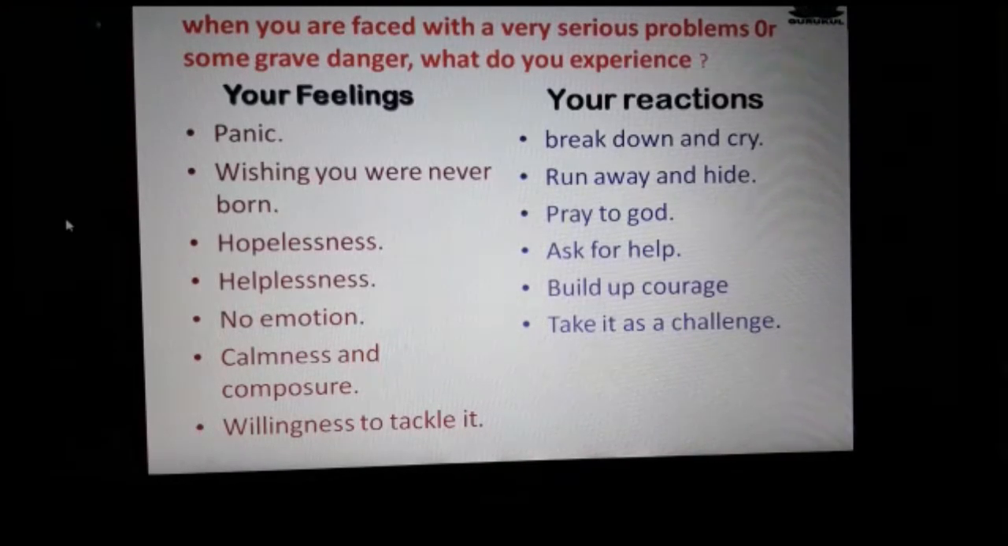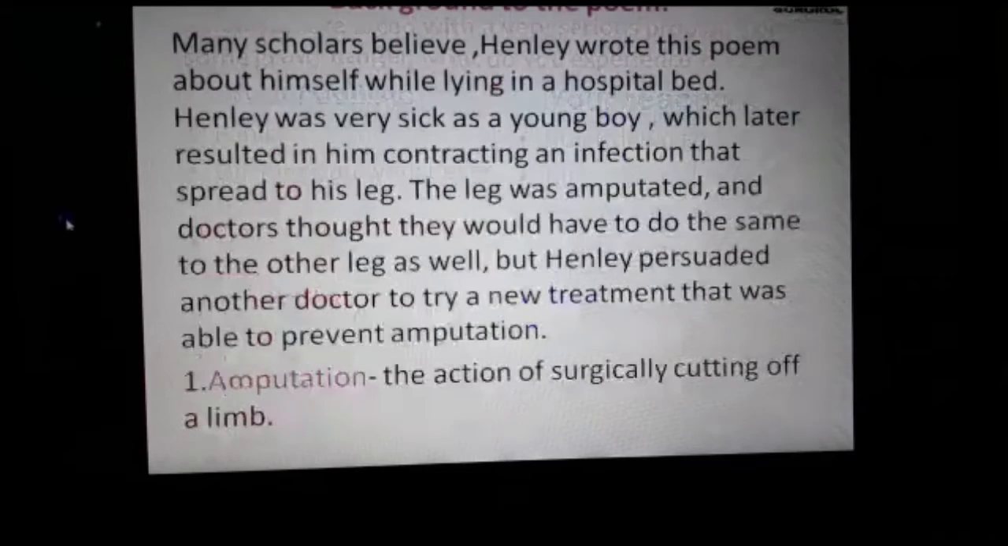Now these are the things which sum up our behavior, which we tend to show when we need to face a grave situation. Now all this tells us, children, that we are in a situation where we need to face a difficult situation in our life. Before we understand the poem, children, we need to understand the circumstances in which the poet was when he happened to write this poem. So let us have a background to the poem.